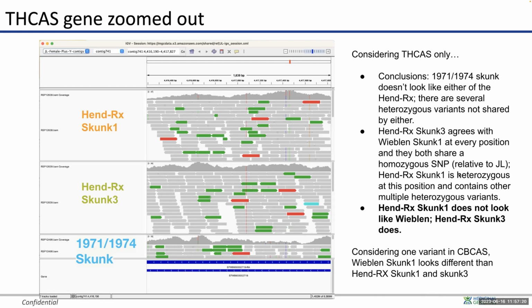So that's kind of the whole deck, just to show you the differences in your samples compared to what we found in that Weeblin paper. Are there any questions?